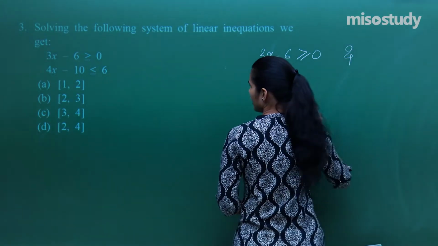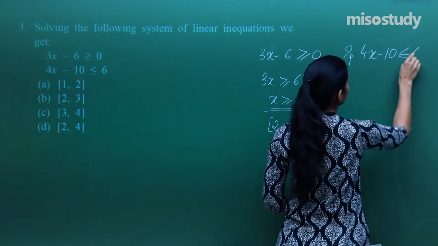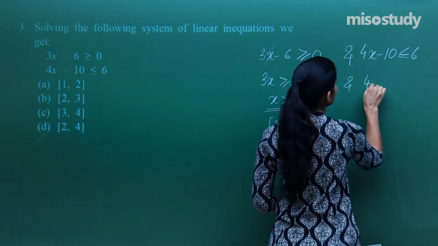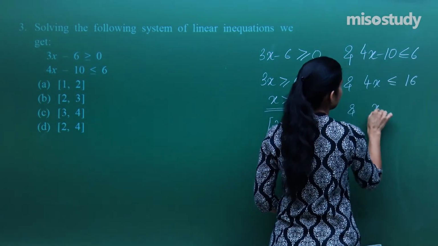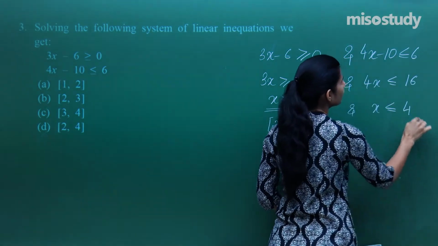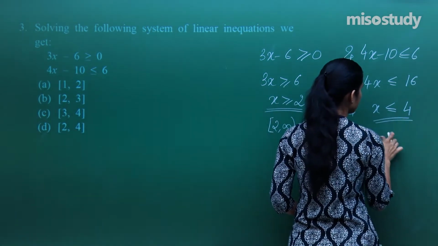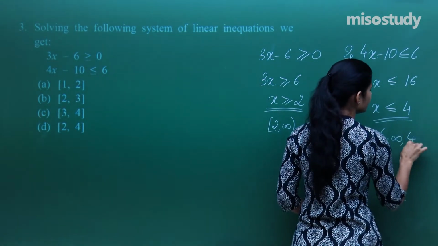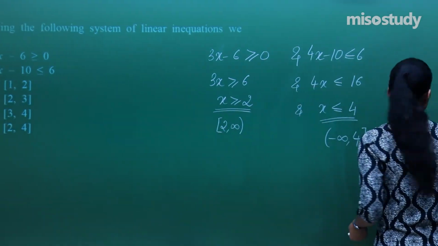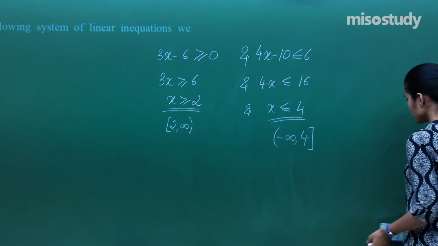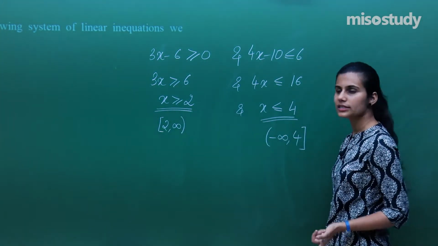And next we have 4x minus 10 is less than or equal to 6. That is 4x is less than or equal to 6 plus 10, that is 16. x is less than or equal to 16 upon 4, which is 4. So the solution set is basically minus infinity to 4 closed. What is the solution set of the complete system? The complete system's solution set is the intersection of the solution sets of the two linear inequations in the system.